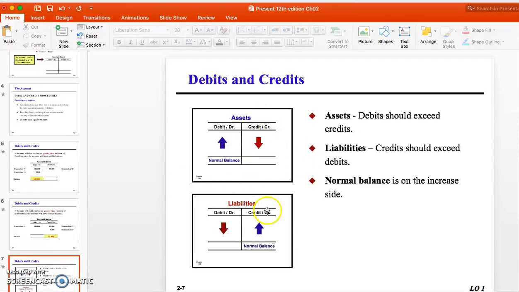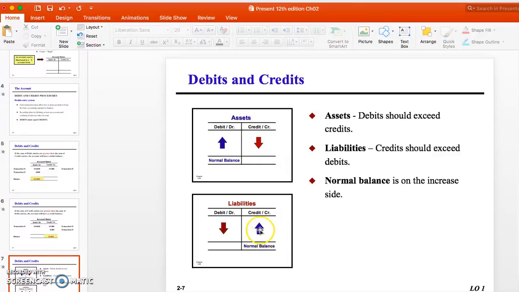Here, I would go through these and feel comfortable with them, use them, write them out, use them as a cheat sheet. An asset: to increase an asset, you debit it. To decrease it, you credit it. I just gave you an example of cash, but there are many other accounts that we will go through as we go throughout the semester.